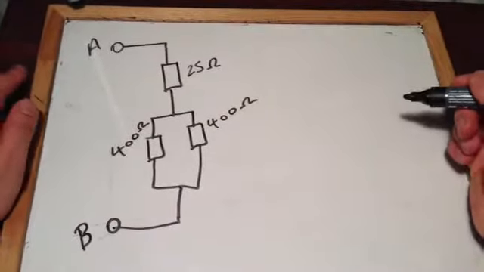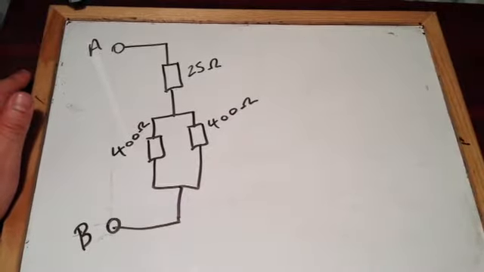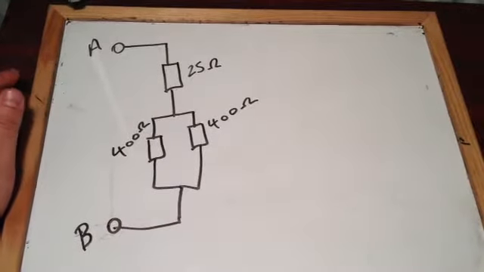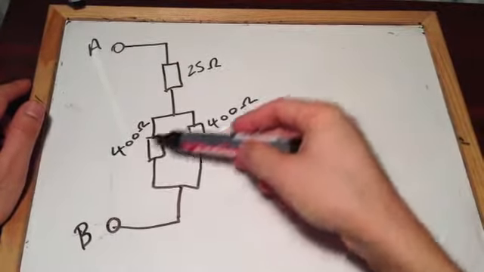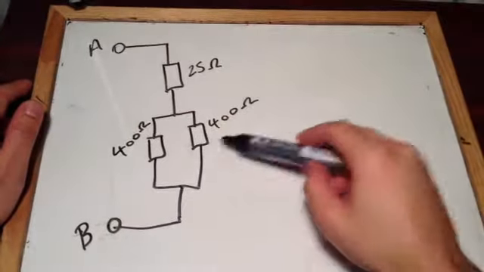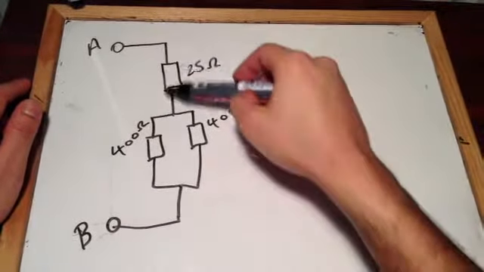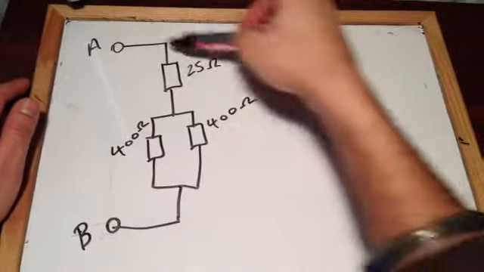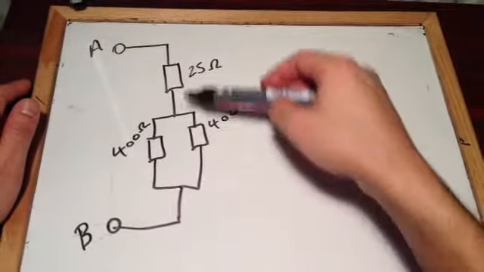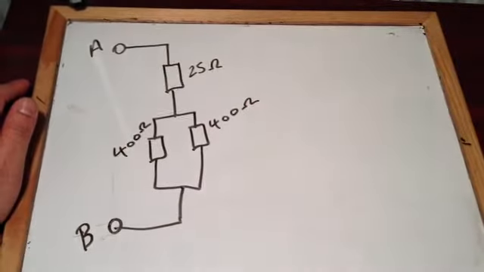Okay, so this is the question. This is the January 2009 question 6B part 2. This is the circuit we're given. We've got a 25 ohm resistor and 400 ohm resistors in parallel. The whole circuit is obviously in series, okay? You have a parallel section and a singular series section with 25 ohms.